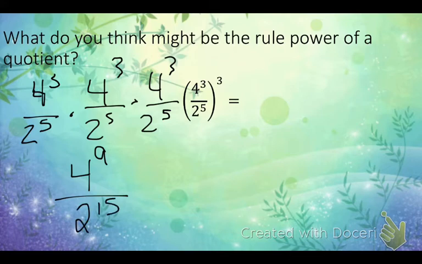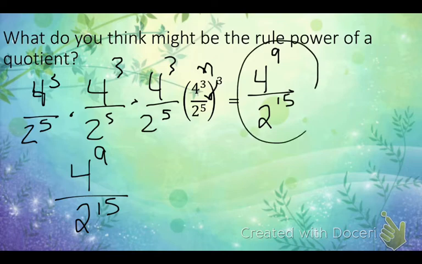So if I look at this, I can just keep the base and distribute the 3 to both exponents, everything inside the parentheses, and multiply. So this becomes 4 to the 3 times 3, which is 9, over 2 to the 5 times 3, which is 15. So that is my answer.